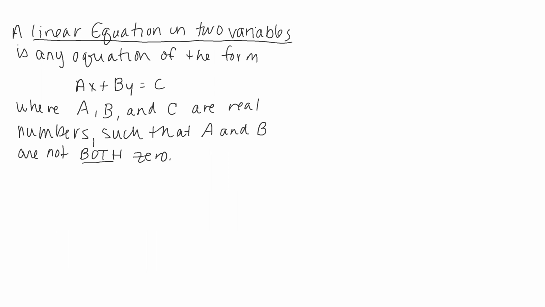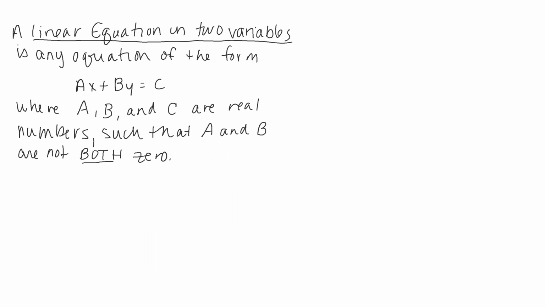If a is 0, that means the x term disappears because 0 times x is 0. If b is 0, then b times y would be 0 times y, or 0, and you'd end up just getting 0 plus 0 equals c, and that's rarely going to be the case. Okay, so again, a could be 0, that's fine. B could be 0, that's fine. We'll talk about what that means later, but just know that a and b cannot both be zeros.